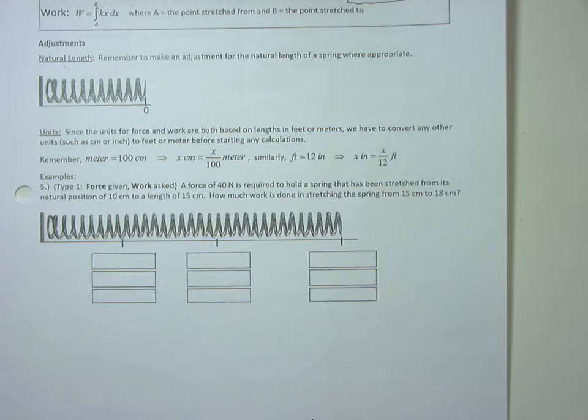So let me ask you, how many inches are in a foot? 12. So if I've got 12 inches of something or other, I got 1 inch that I compressed the spring, I got to divide that by 12 to convert it to feet. You're going to have to convert your units.